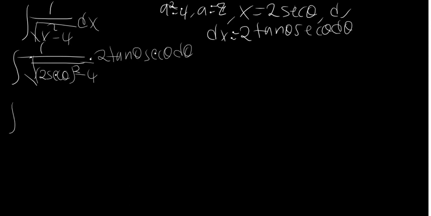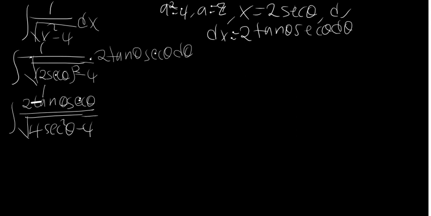Now from here, we can factor out what is inside there. So we are going to have 1 divided by, this is the same as if I just multiply 1 by what we have there, 2 tan theta sec theta. So we are going to have 2 tan theta sec theta over, inside there we are going to have 4 sec squared theta minus 4, then d theta.